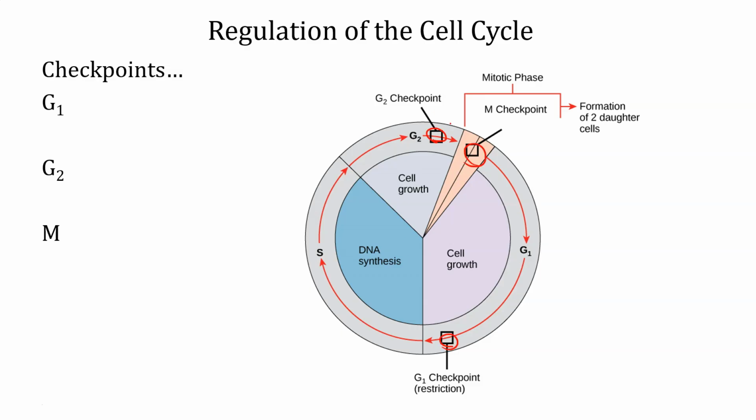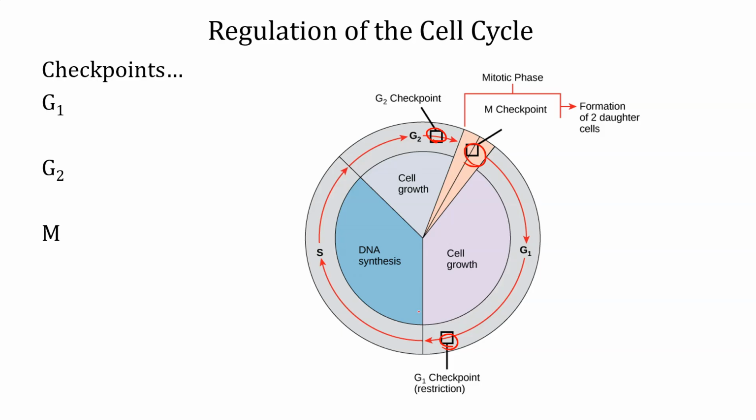A cell should not be able to divide if it's not ready to divide, because if a cell divides and it's not ready, those 2 cells are going to be a little goofy and they might cause some weird stuff to happen. So there are these checkpoints here that help to ensure that the cell is ready to divide when it does divide, and it also checks to make sure that the cell, as it's dividing, is dividing properly.